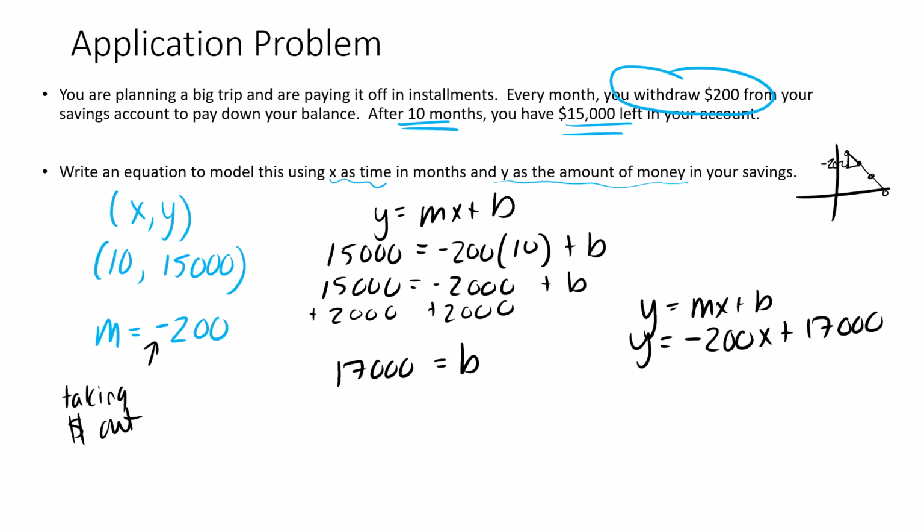And again, one of the advantages of doing this is it does give us some key information. So we do have the slope, but we also have the y-intercept, which is $17,000, which would be where we are at time equals 0. Okay, because that's the point that would be on the y-axis, and that would tell us how much money we had in our savings account at the beginning before we started paying off this trip.